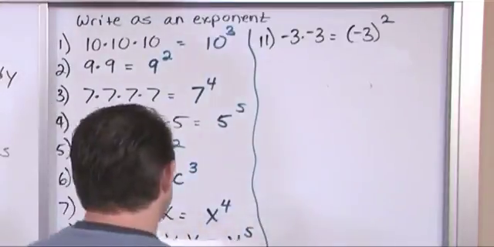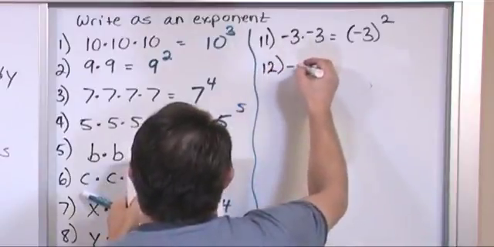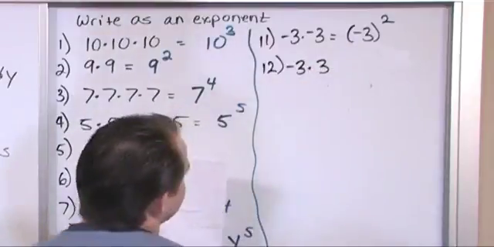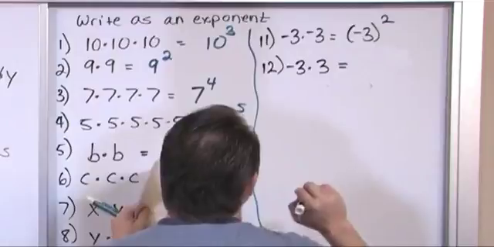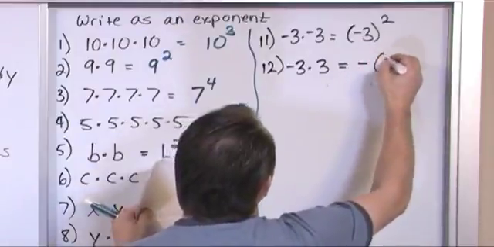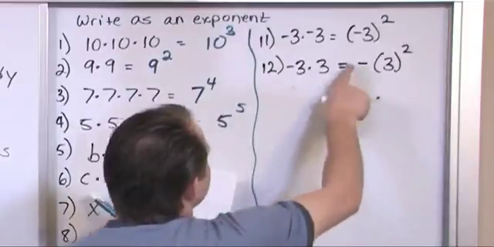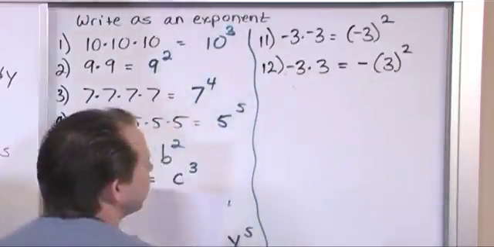Okay. What if we have, for the next problem, negative 3 times 3? This is a great example of what I'm talking about here. If you want to be clear about this, the best way to do it is write it as negative on the outside, 3 squared. Because this is going to give you what you want. The negative is just sitting there. 3 times 3 is really what the exponent is. That's what I want to square.